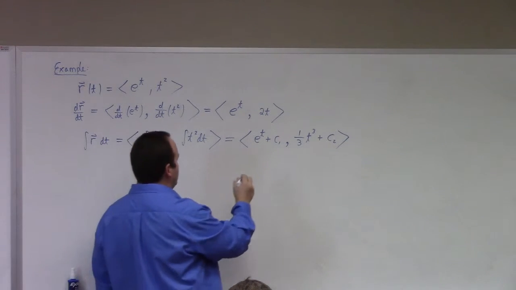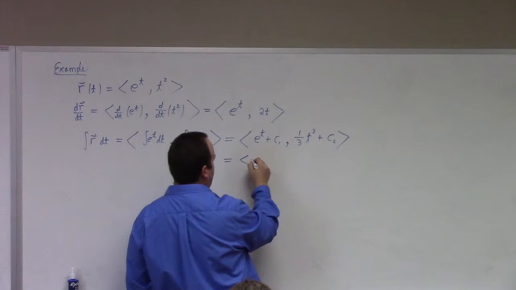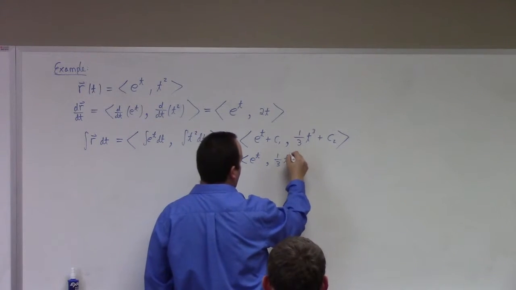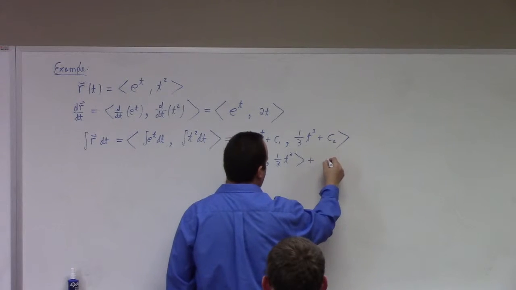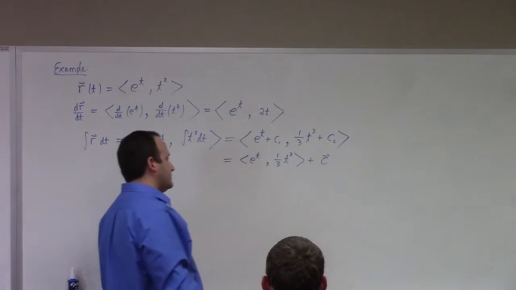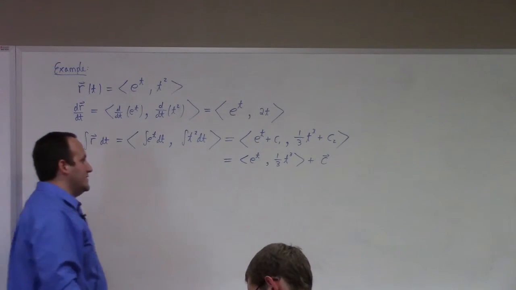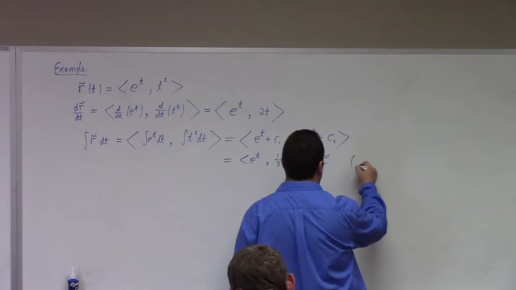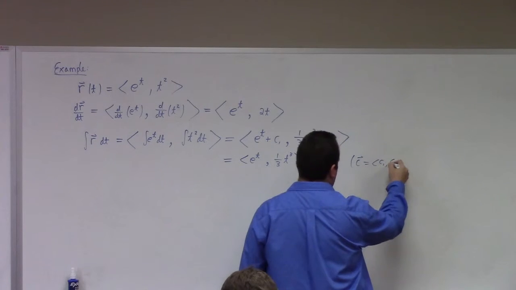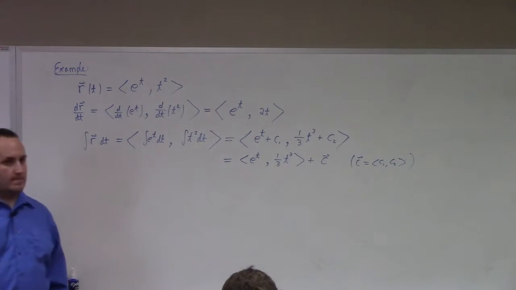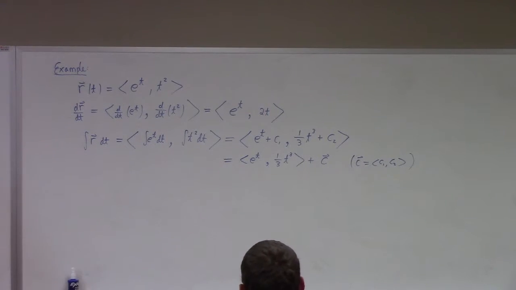But I would point out to you that we can rewrite this as what? Plus c, where c is a vector of unknown constants. And I mean, what is this c, you know? Es bueno? Muy bueno.